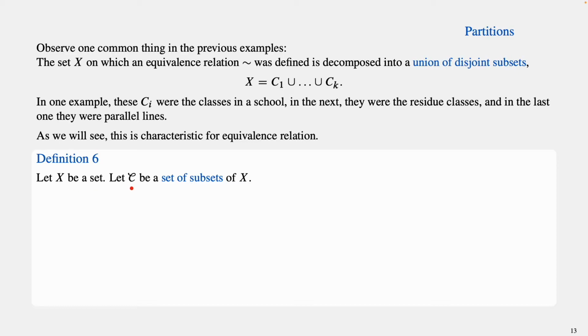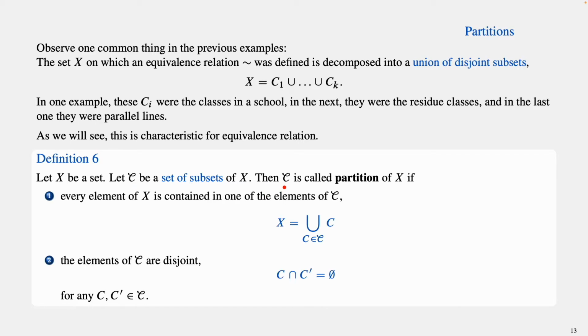X is a set, and then we have a set of subsets, which we denote by this curly C. And we call this collection of subsets a partition of X if it satisfies the following two properties. Every element in our original set X is contained in one of the elements of the collection of subsets C. So this means X equals the union over all the sets C' contained in this collection curly C.